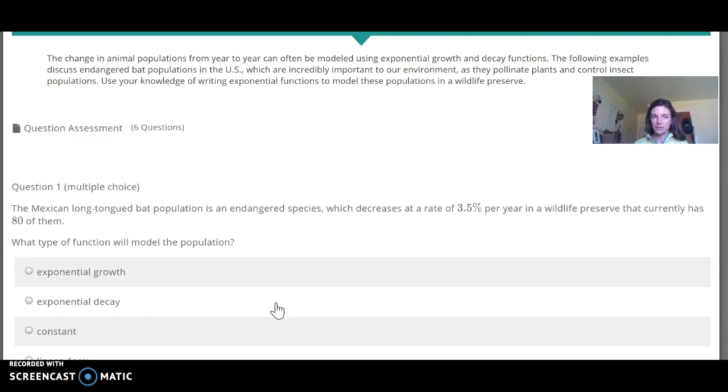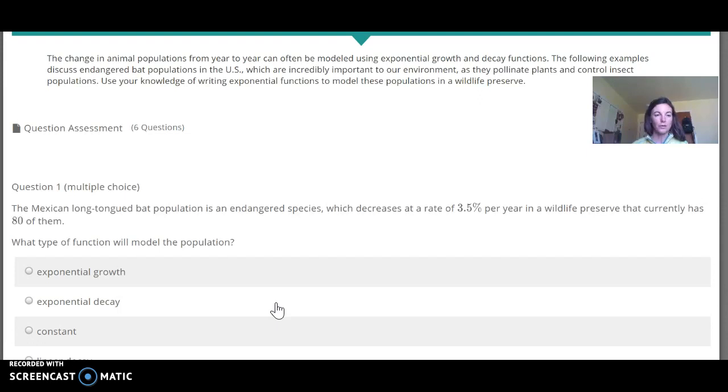Here's our background. The change in animal populations from year to year can often be modeled using exponential growth and decay functions. The following examples discuss endangered bat populations in the U.S., which are incredibly important to our environment, as they pollinate plants and control insect populations. Use your knowledge of writing exponential functions to model these populations in a wild preserve.